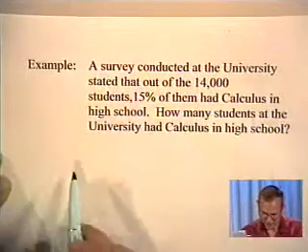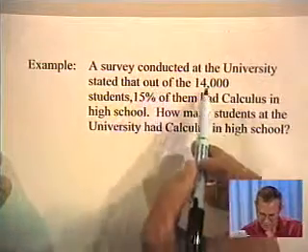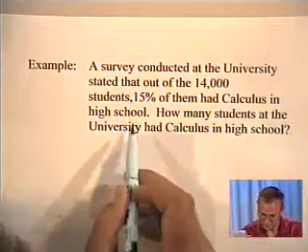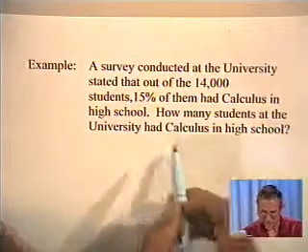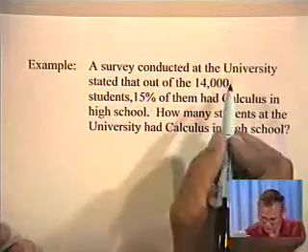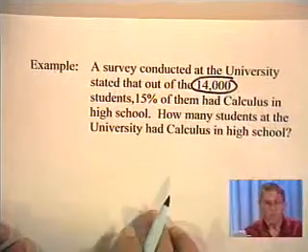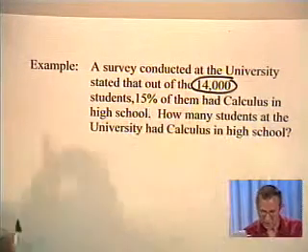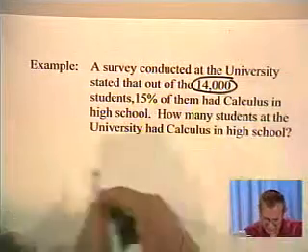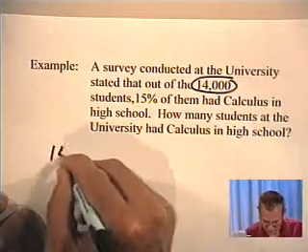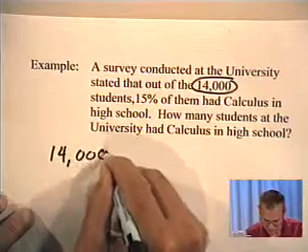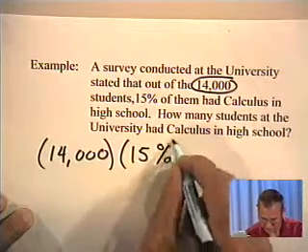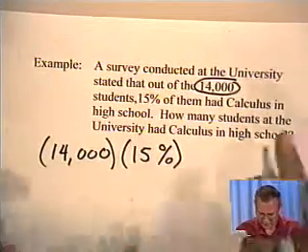A survey conducted at the university stated that out of 14,000 students, 15% of them had calculus in high school. We want to know how many students at the university had calculus in high school. Well, there's 14,000 students at the university. 15% of them had calculus in high school. So this is actually a pretty straightforward problem. We need to take our student population at the university and multiply it by 15%.